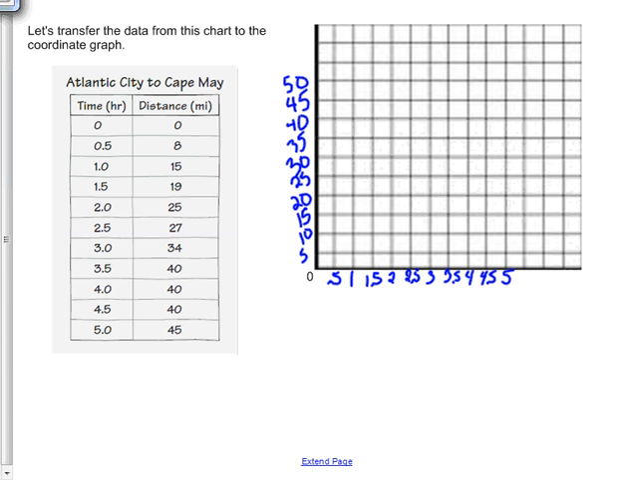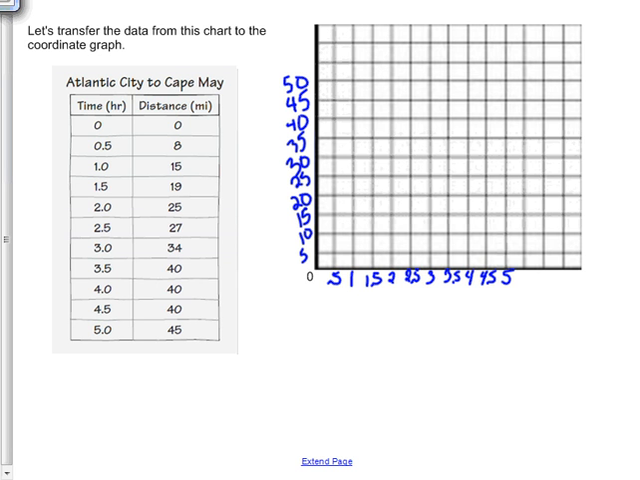All right, just to make sure that you did it correct. First of all, the x-axis went up by 0.5s. The time went up every half hour, or 0.5 of an hour. And then the y-axis, I figured out that I can go up by 5s.